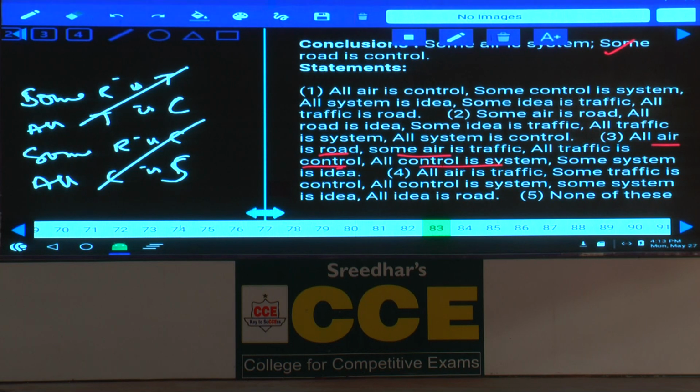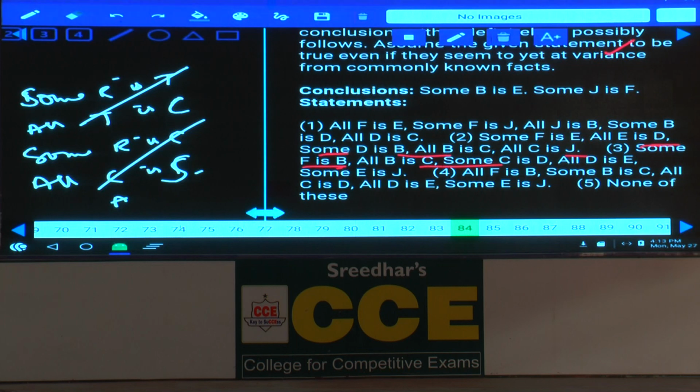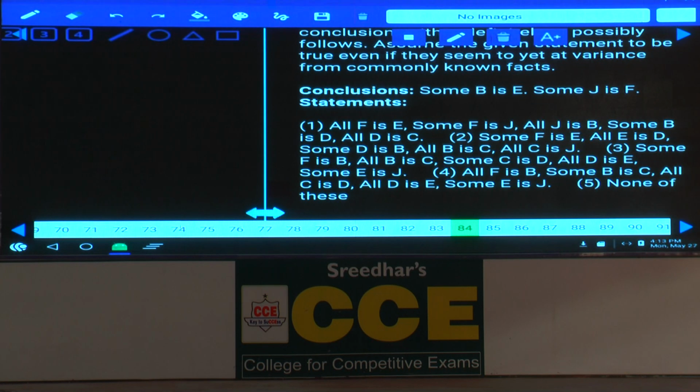Some road is system, and at the same time some system is idea. All traffic is control, all air is road. Hence with the help of this one, all air is road, air and road, so with the help of these two we are getting the second one. Done? Now here, in order to get the first conclusion we need to combine all three statements. Then 84, question number 84.